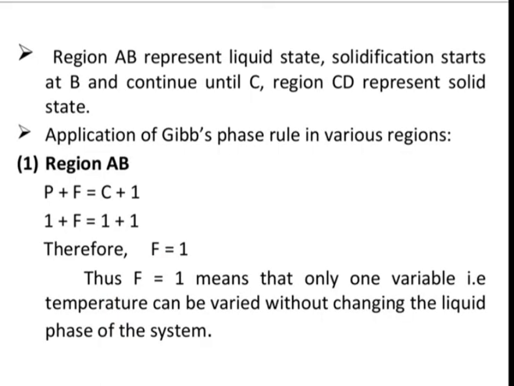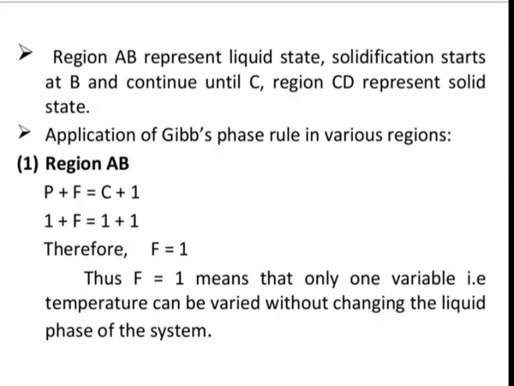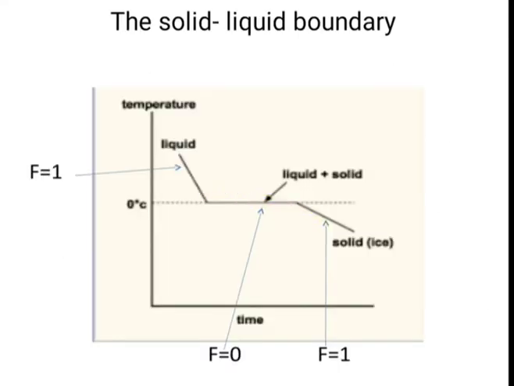Now, from region A to B there is a liquid state, solidification starts at point B and it will continue to point C, and the CD region represents the solid state. So, see here, A to B there is a liquid state, then from B to C, at point B solidification starts, it continues till C, and below point C, from C to D, complete ice is formed.